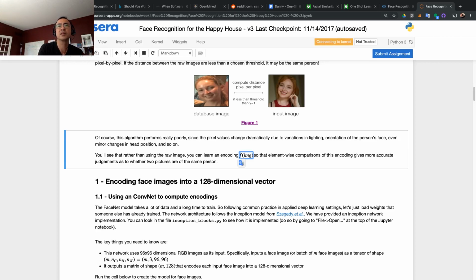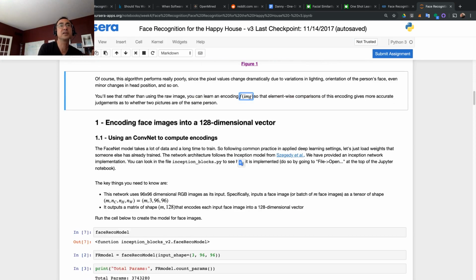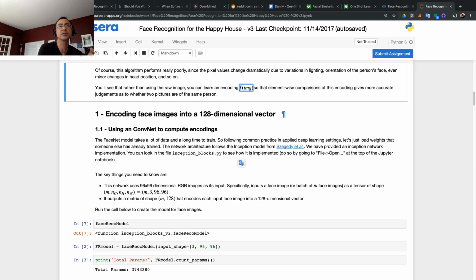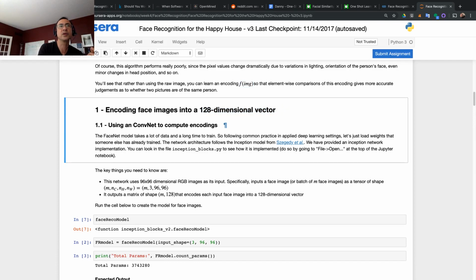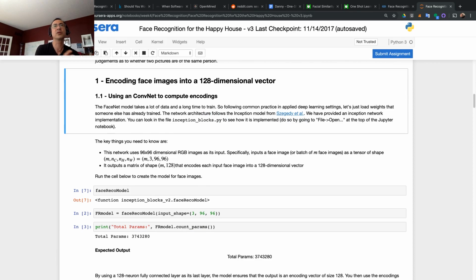Okay, let's move on. So, encoding face images into 128-dimensional vectors. So we are using a ConvNet to compute encodings. Okay, let's break it here.